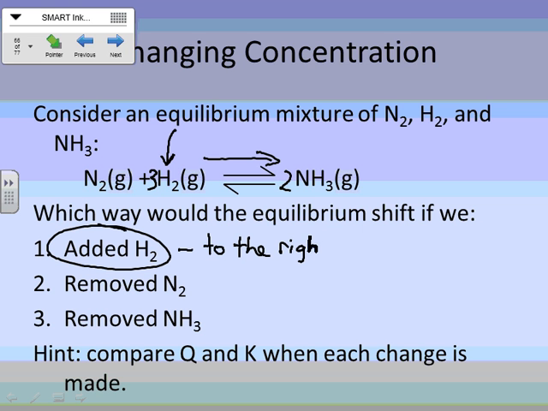Okay, so the equilibrium is going to shift to the right if we add H2. To the right, meaning towards products. Okay. So we add a bunch of H2 into this thing. Eventually, we're going to end up producing more of the NH3. Okay, it's going to lead to an increase in the concentration of the NH3. What if we remove N2?